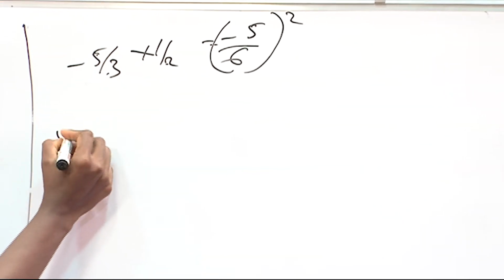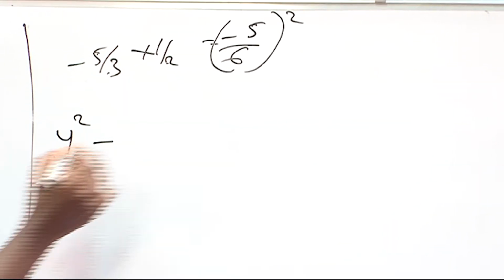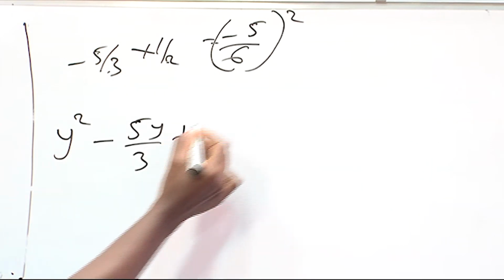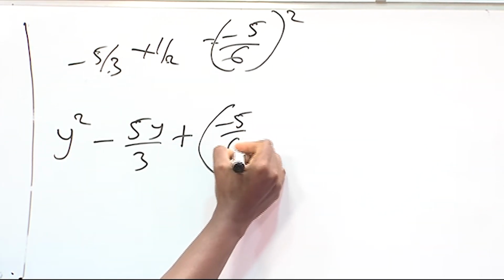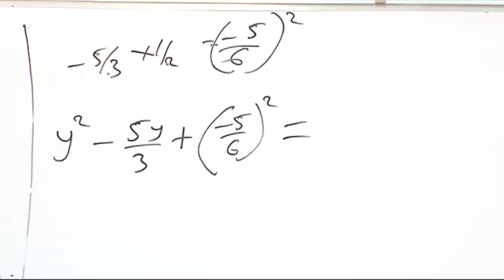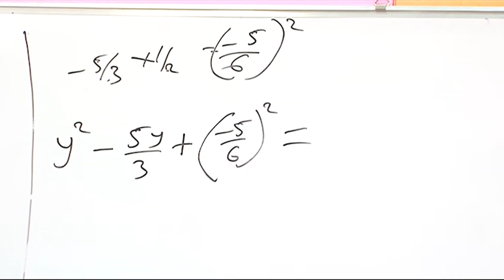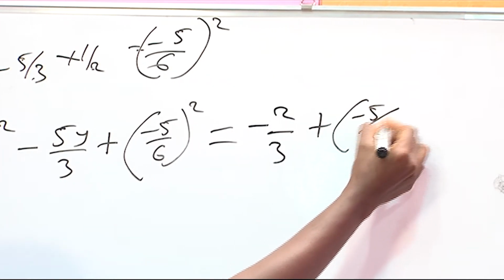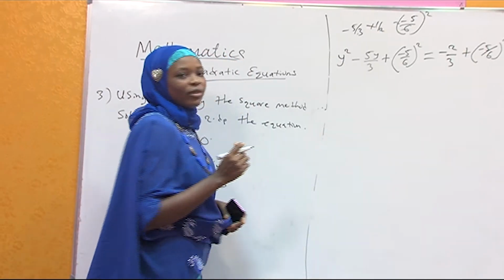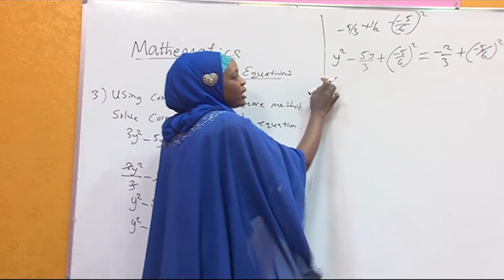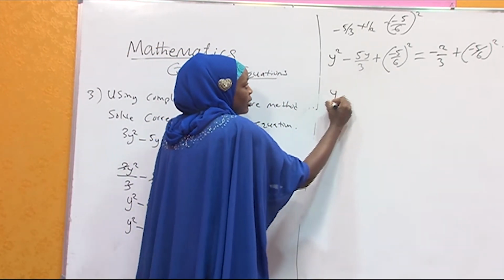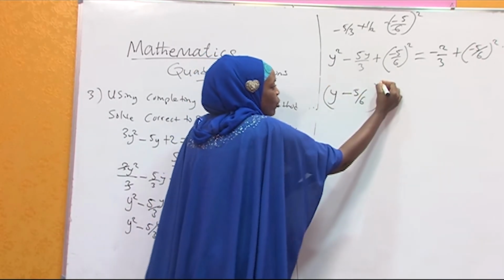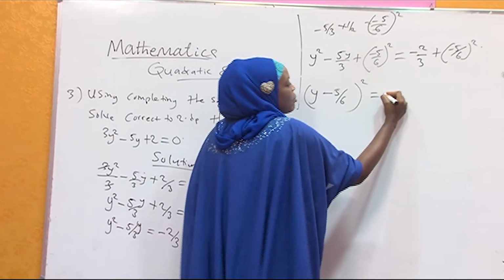So this is what I'm going to be adding to these two sides here. I have y squared minus 5y over 3. Then I'm adding the bracket, minus 5 over 6, all squared, equals, you also add it to the constant on the other side. Your constant is minus 2 over 3. Then you add the minus 5 over 6 squared. That is it. So having done that, you pick the square. You see this y and this minus 5 over 6 are the square. So you put y minus 5 over 6, now put it in squared. You have equals, I have minus 2 over 3.